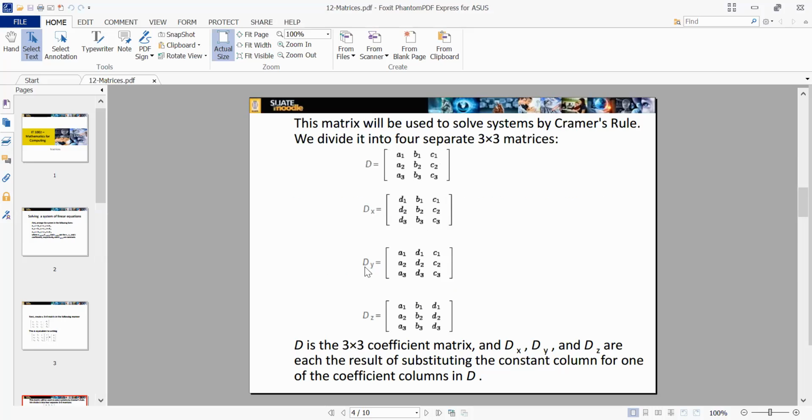If it is Dy, Dy is the second position. Therefore, you have to replace the second column. What are the second elements here? B1, B2, B3. Therefore, instead of B1, B2, B3, you have to replace them by D1, D2, D3. Likewise, Dz is in the third position. You don't need to change the first and second columns, but you have to replace the third column. Instead of C1, C2, C3, you have to write D1, D2, D3.